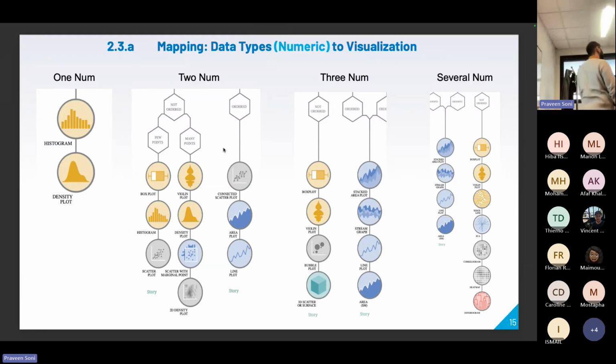So when there are two numeric variables, just to understand, you can also follow it later, but just to give you an overview, like not ordered or ordered. When few points, then box plot, histogram, scatter plot, and when not many other plots, then violin plot is possible, and density plot. Same here for three numeric variables: box plot, violin, bubble plot, and then ordered and several numeric also. So you have to look into it and try to understand. You don't have to learn everything. Just understand the data types and what type of visualization can be possible.